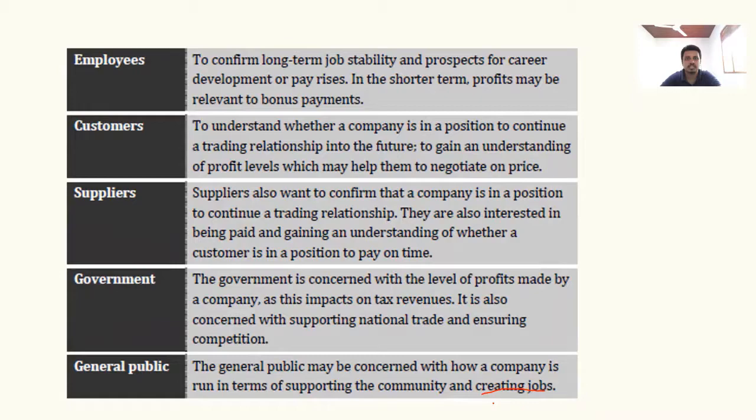Banks and other lenders have a different intention. Suppliers have different intentions, employees have a different intention. So the intention can be different.